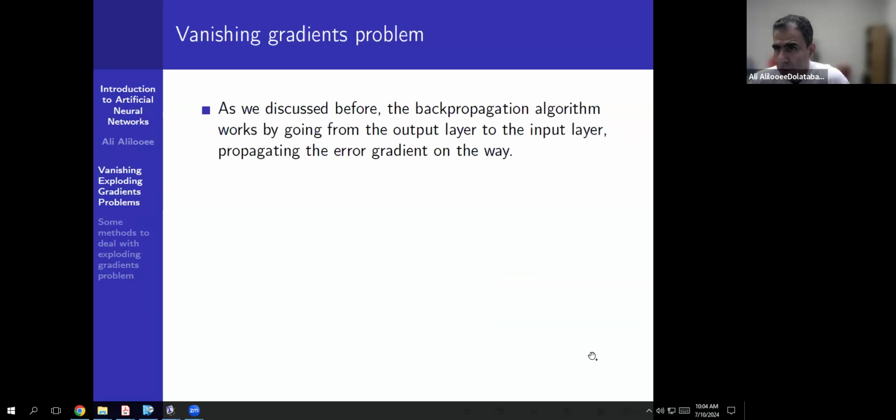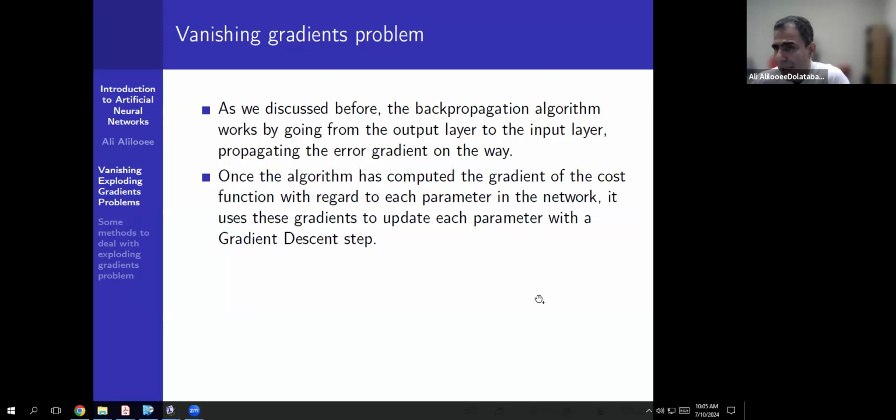As we discussed before, the backpropagation algorithm works by going from the output layer to the input layer, propagating the error gradients on the way. It means that, as we explained about backpropagation, when you want to train a neural network, you need to go backward and forward through the network several times. And every time that you are going backward, you are evaluating the errors. These errors that we are evaluating are considered as the gradient or the derivative of the loss function.